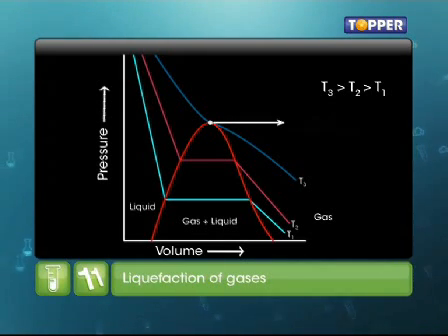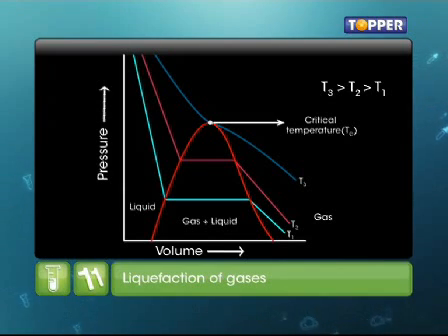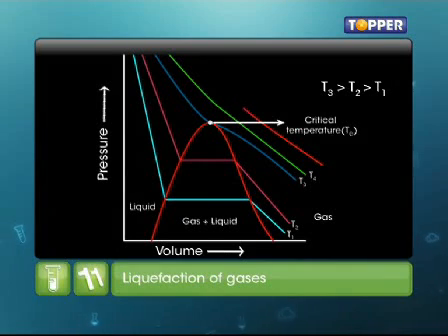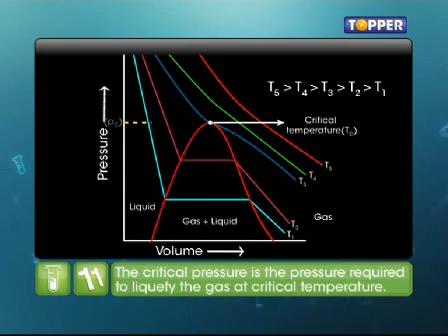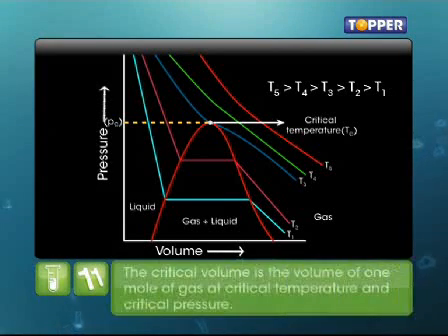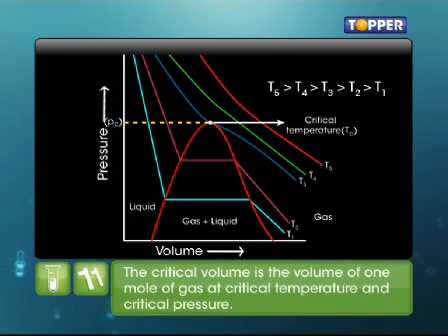The critical temperature, Tc, of a material is the temperature above which distinct liquid and gas phases do not exist. Above the critical temperature, a liquid cannot be formed by an increase in pressure. The critical pressure is the pressure at the critical temperature. The critical volume is the volume of 1 mole of gas at the critical temperature and pressure.